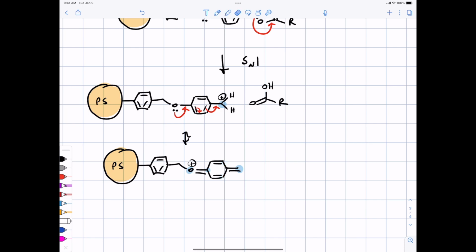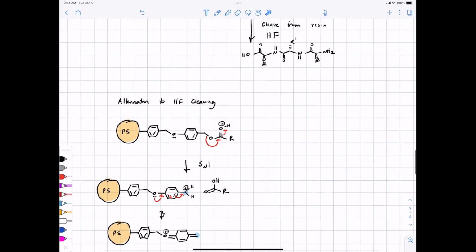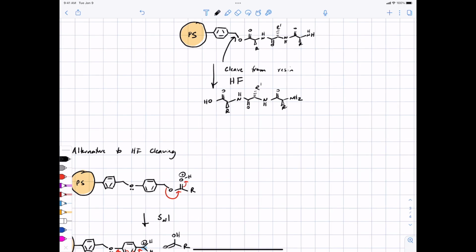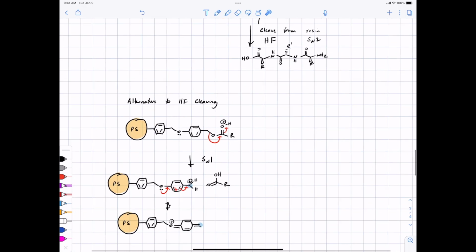No? Well, in any case, you can delocalize that positive charge because of the resonance donating ability of that attached oxygen. That makes it so the peptide comes off under SN1 conditions, whereas up here, cleaving from the resin actually happens. I didn't show you that mechanism. I'm not going to. It doesn't matter too much. It actually probably happens under SN2 conditions where fluorine acts as the nucleophile and attacks the benzylic carbon.